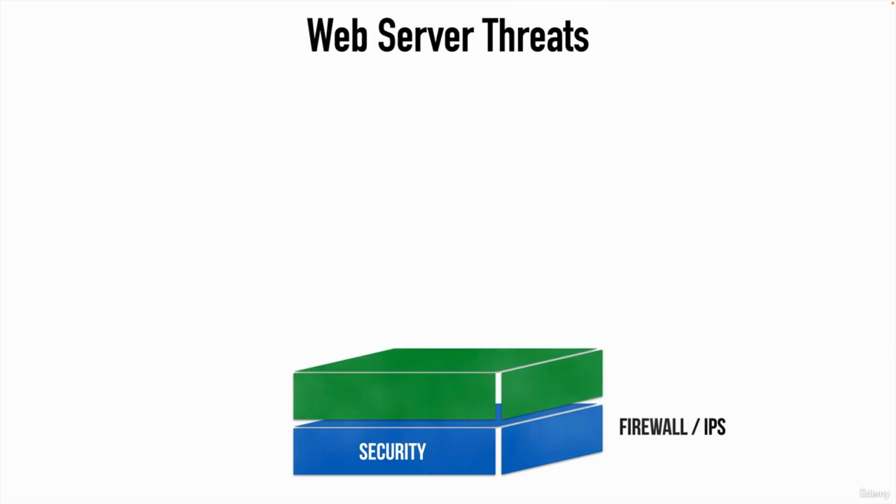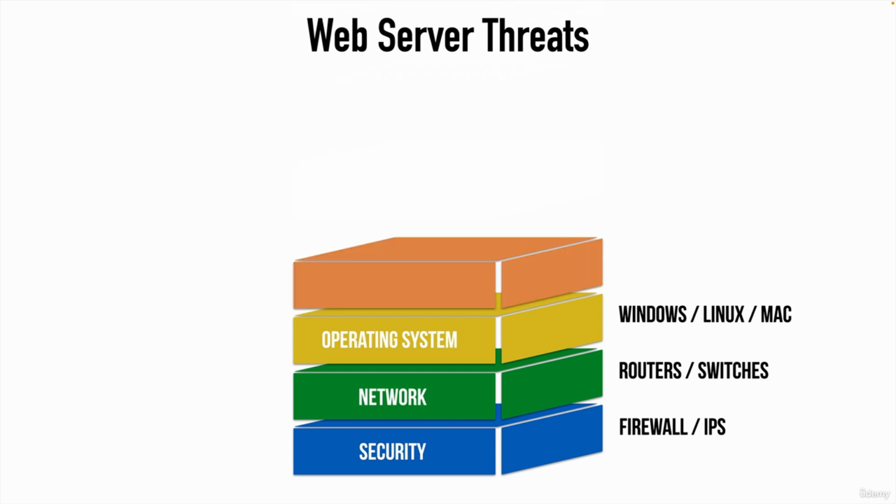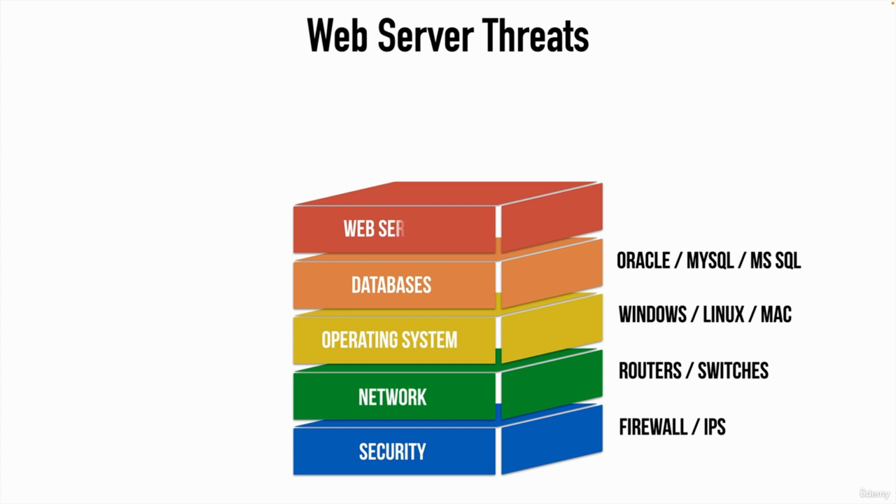Next, we have the network layer, where we have our infrastructure devices. That would be things like routers and switches. Next, we have our actual operating system. Common operating systems, of course, include Windows, Linux, and Mac OS. Next are our databases. Popular database platforms include Oracle, MySQL, and MS SQL. Next is where we see our web servers, providing a connection between end users and the database. Common examples of this include Apache, as we mentioned earlier, and Microsoft Internet Information Services, or IIS.